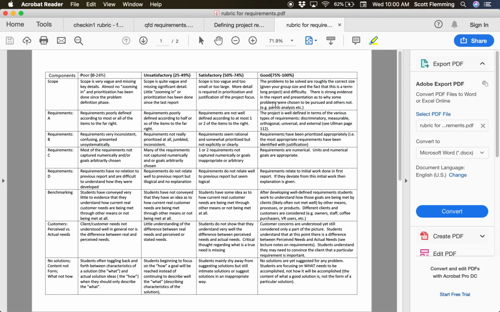So I'm just going to talk about the right-hand panel because this is what you're trying to shoot for. Again, scope: you've unearthed some problems and you give good reasons why you focus on some problems as opposed to others. It cannot be your opinion. There's got to be qualitative and quantitative data to prove why you narrowed it down.